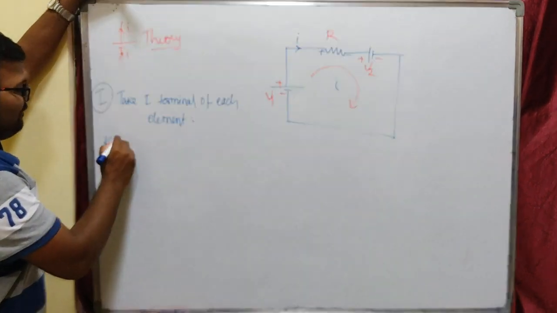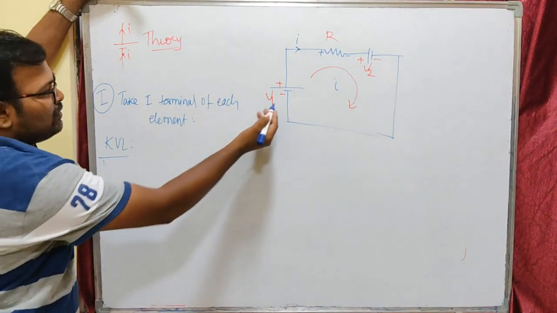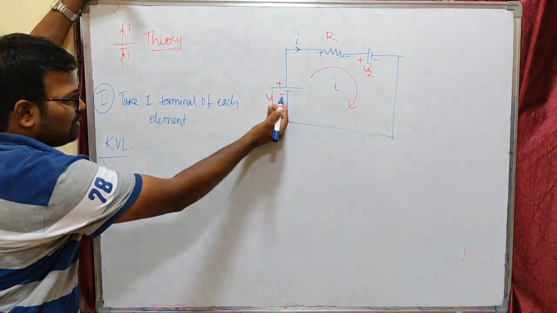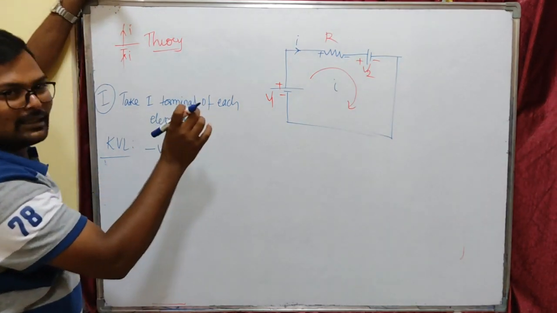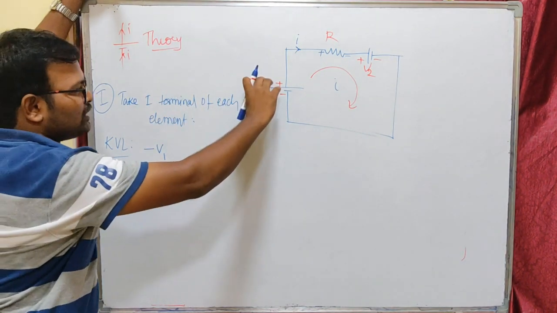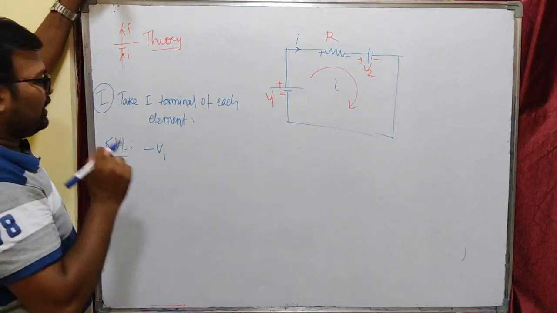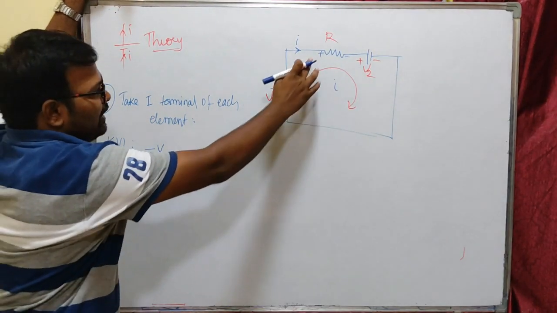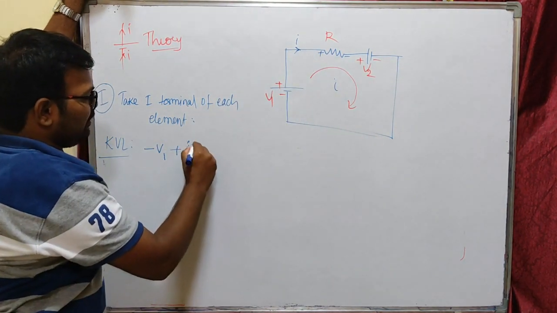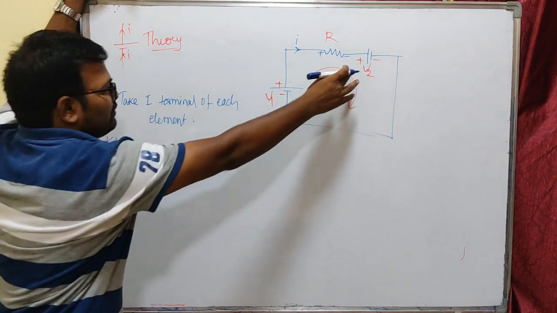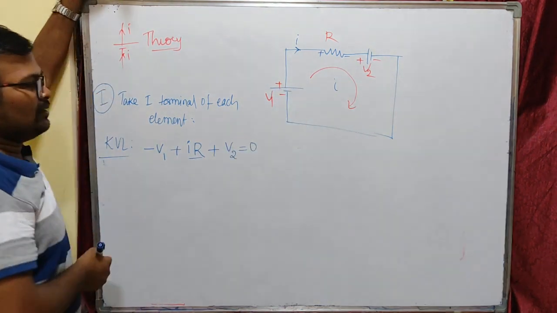So I am writing KVL in this loop. Current I is flowing in the clockwise direction. Considering the first terminal of each element, the first terminal of this voltage source is minus and the voltage value is V1. Because we are writing KVL, we write the voltage of each element. The voltage across the resistor is I into R, and the voltage source is V2. So: minus V1, plus I R, since the first terminal is positive, and plus V2, also with the first terminal positive. This must be equal to 0.